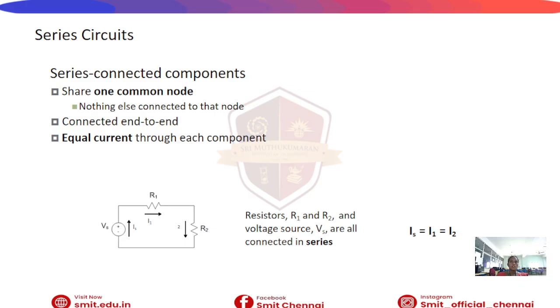Series circuits. These are circuits in which components are connected end to end. So they share one common node and no other component is connected to that node. An important point is the same current flows through all components. So two resistors are connected across the voltage. So the total resistance is R1 plus R2.